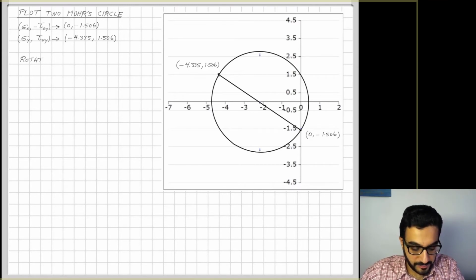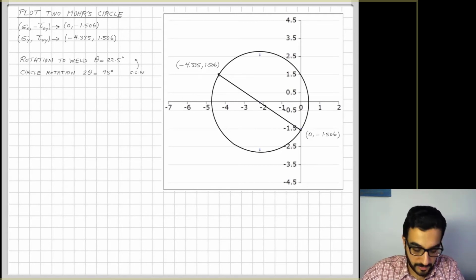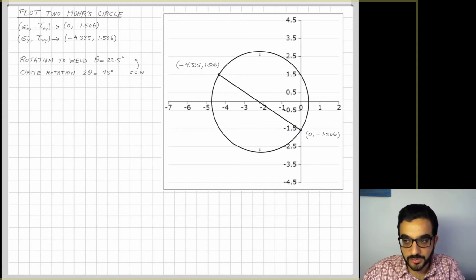Next would be figuring out the rotation. The weld is at 22.5 degrees counterclockwise, which in the circle we know is going to be double that, so it's 45 degrees. Now I will rotate this diameter line 45 degrees counterclockwise. The question is, where will this line be?